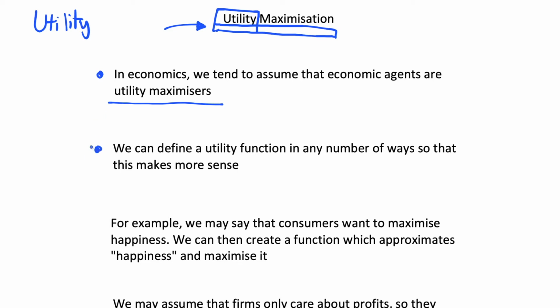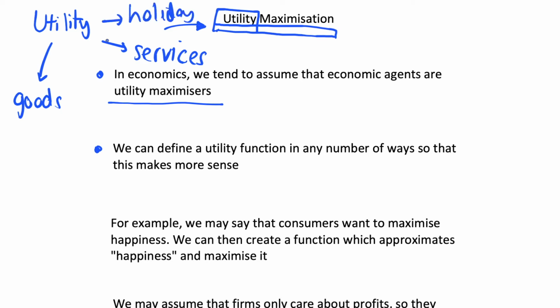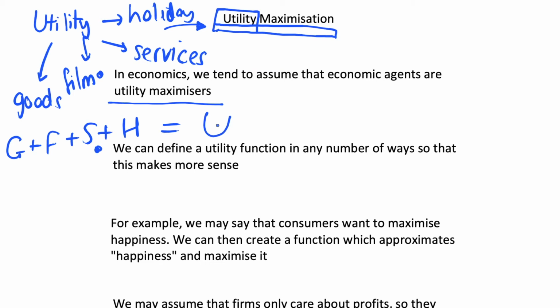So if we have a utility function, it says that we get utility maybe from goods, from services, and what we mean is we get this satisfaction or happiness from goods and services. We might get it from holidays, or from watching a film, for example. All of these we can make a function of. So for instance, we could have a simple function where we have the number of goods we consume plus the number of films we watch plus the number of services plus the number of holidays, and this is going to equal our overall utility u.